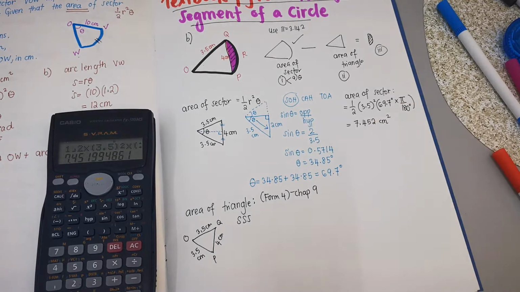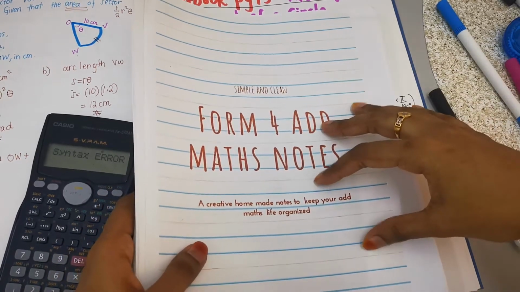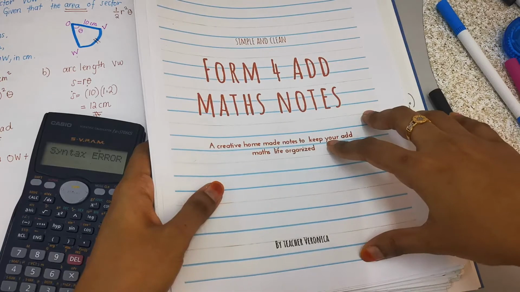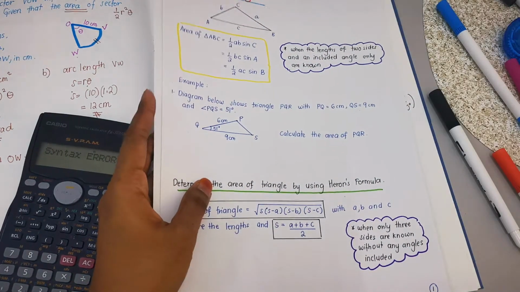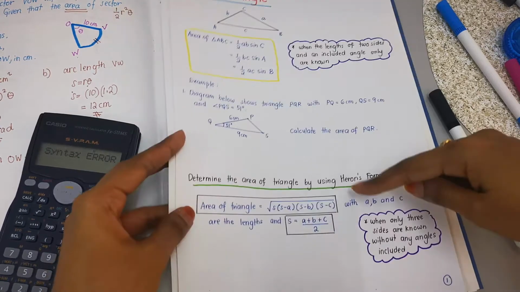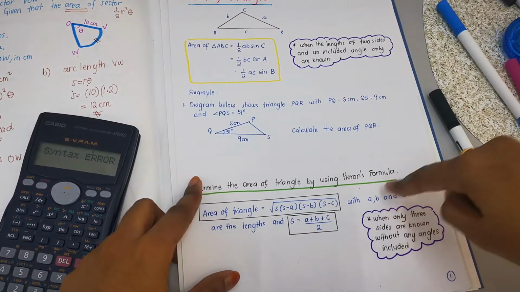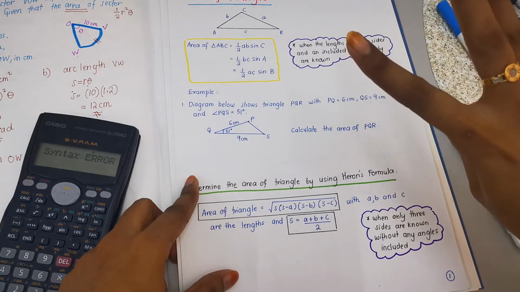Okay, hold on. Let me just show you my Form 4 notes. So actually this is my Form 4 notes, which I wrote by hand. All my notes are actually handwritten. So let's look here. The area of triangle, this is called Heron's formula. So when do we use Heron's formula? When you have all the 3 sides.